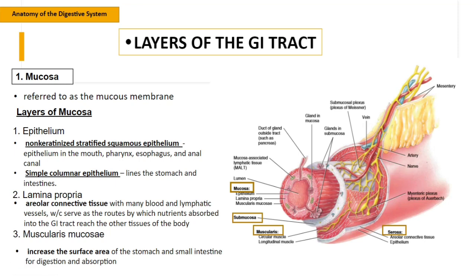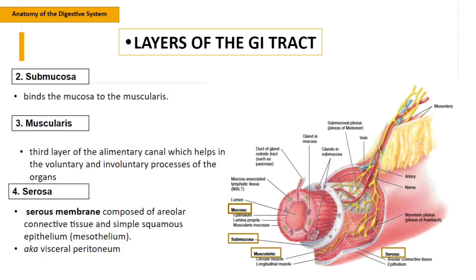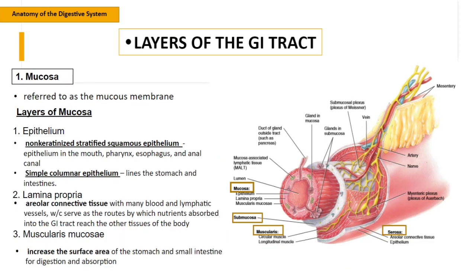Okay, so let's also talk about the layers of the gastrointestinal tract. So our gastrointestinal tract actually has 4 major layers of this. So let's try to look at this picture. The first layer of our gastrointestinal tract or the GI tract is actually first is the mucosa, which is referred to as the mucous membrane. So if you can try to decipher in this illustration, the mucosa is actually this one.